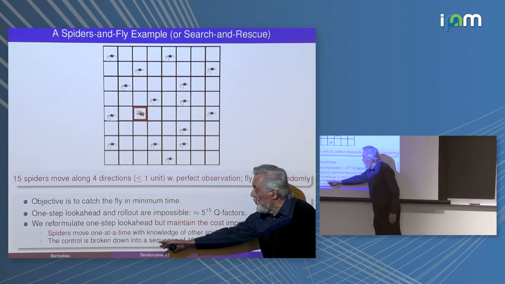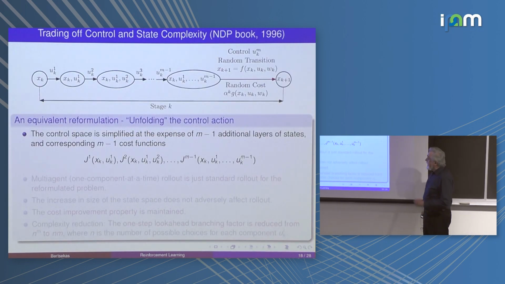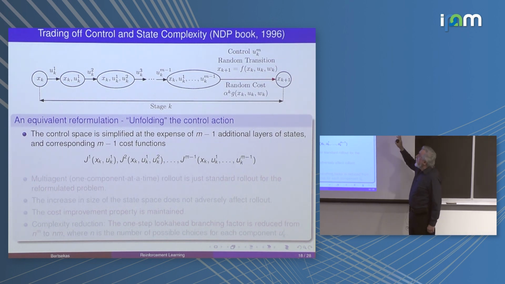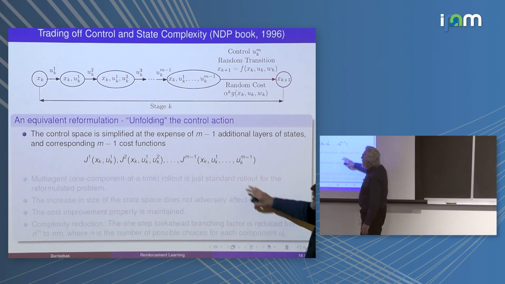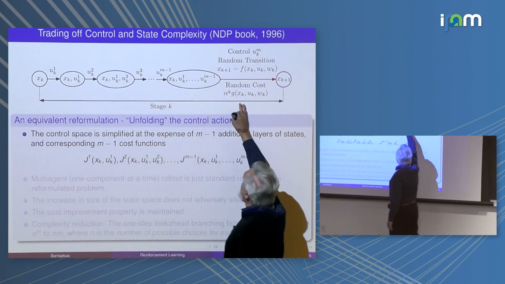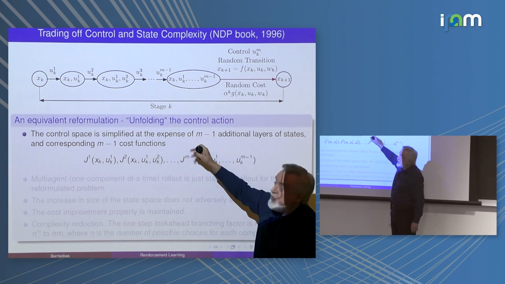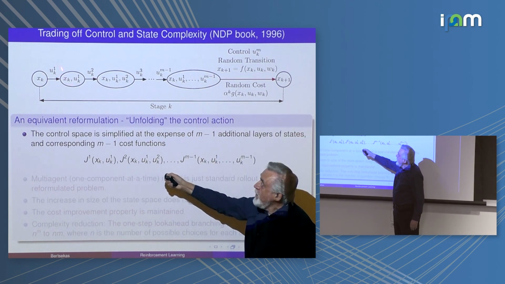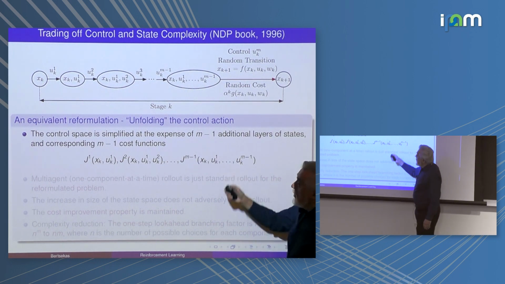And what we're going to do is break down the control into a sequence of 15 components. And the theory behind this is the following. Actually, this idea is more than 20 years old. It appeared in the neurodynamic programming book that I wrote with John Tsitsiklis. It's a whole section there. And it deals with how you trade off control space complexity with state space complexity. Reduce the complexity of the control space at the expense of increasing the complexity of the state space. And the way we do this is we unfold the control action into its m components. And we break down the transition from xk to xk plus 1 into m little transitions, where we choose the first control at the first step, then knowing that we choose the second control, the third control, and so on.